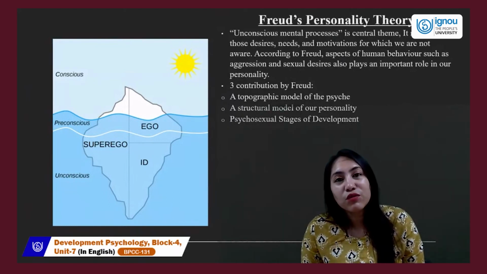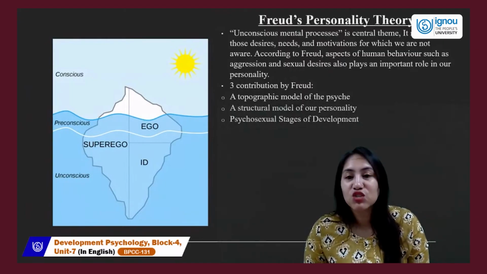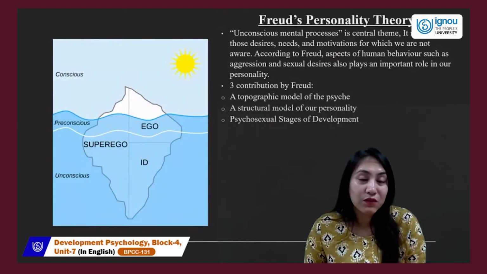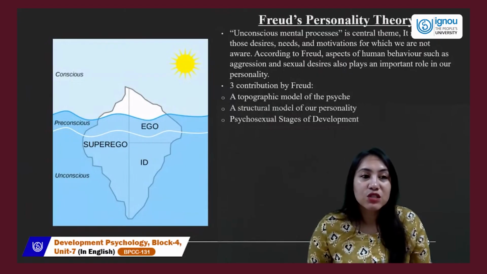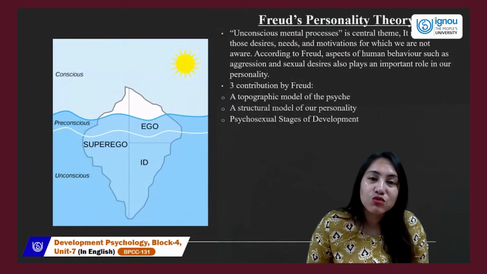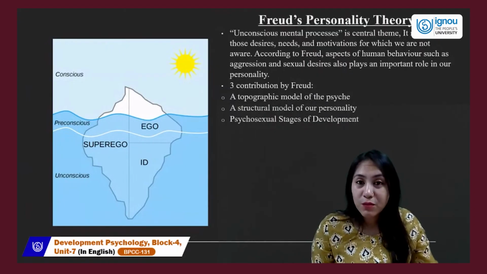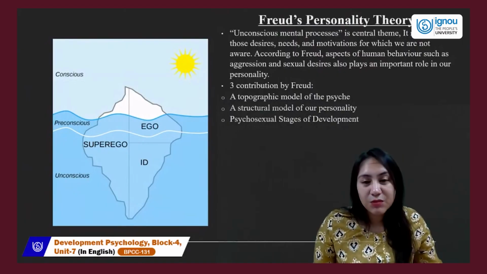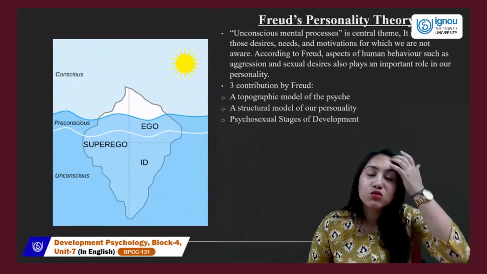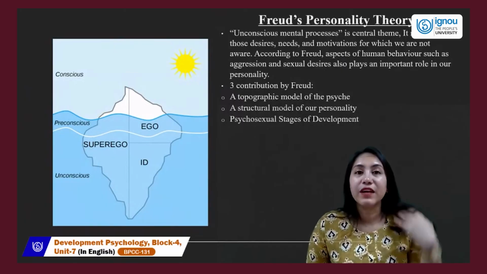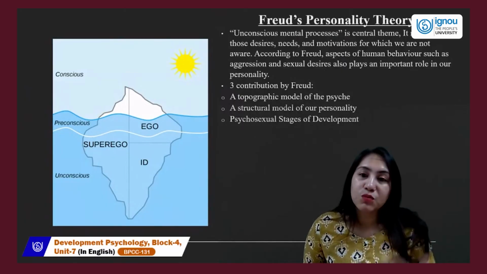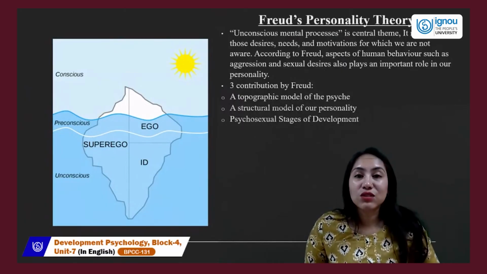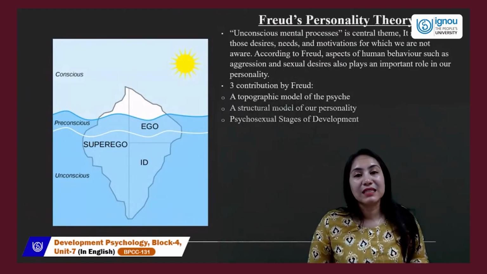According to Sigmund Freud, aspects of human behavior, such as aggression and sexual drives, also play a very important role in personality. Sigmund Freud was one of the most radical psychologists, different from others, and gave different ideas about personality development. He was the first who spoke about the unconscious as very important, and the first to speak about sexual desires being a part of personality development.